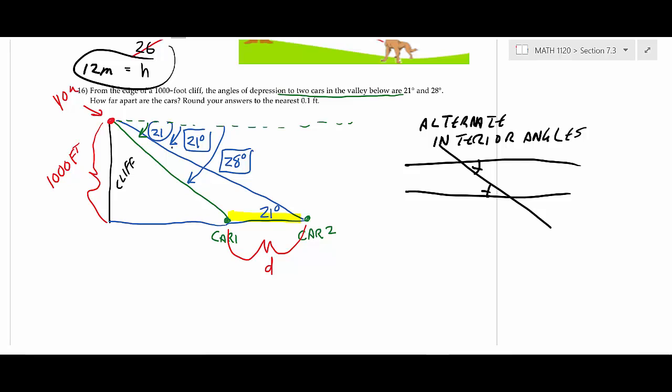That'd be 7, right? Okay. 21 plus 7 is 28. So that's 7 degrees right there. And then that might help us to piece together the rest of the problem. So this angle is 7 degrees like that. Okay. Now there are several approaches here.